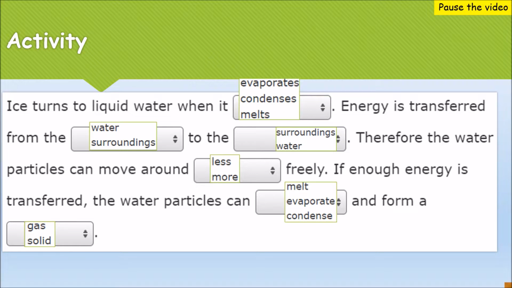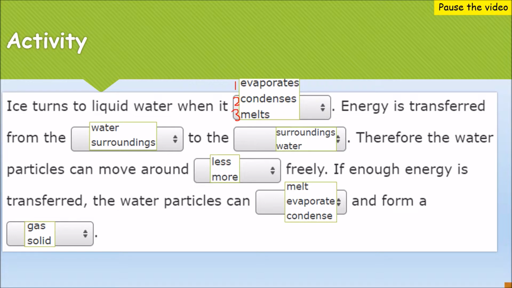This is an activity I would like you to do. Please pause the video and write out these sentences. Ice turns to liquid water when, and you need to choose from these answers here: evaporates, condenses, or melts. Each of the places where there are gaps, you need to choose from the answers as well.